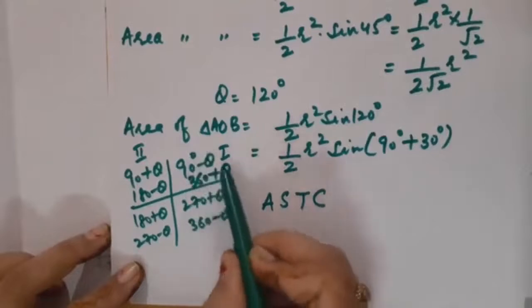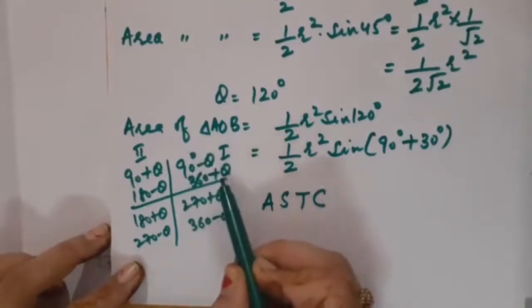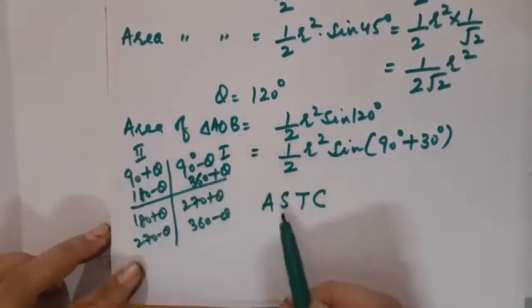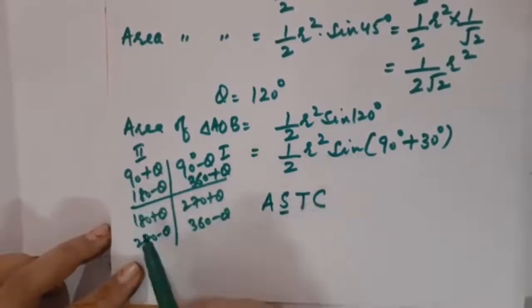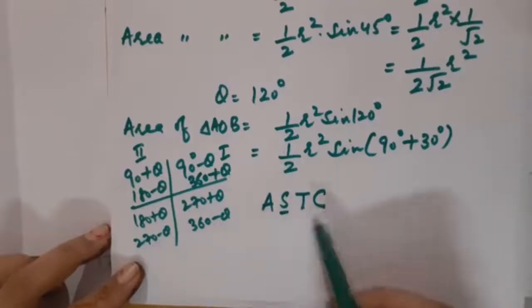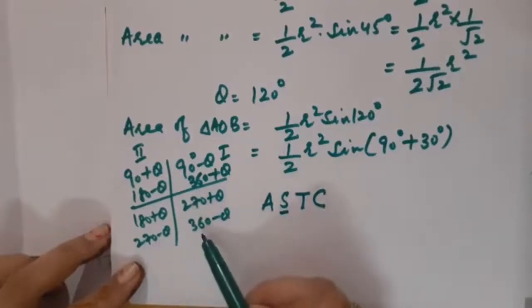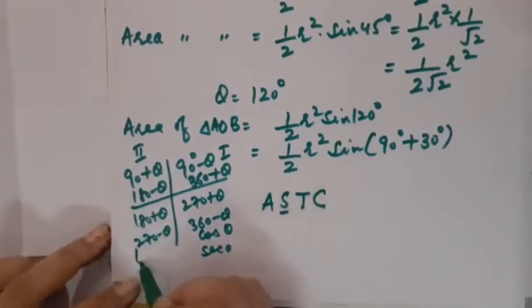Here all the trigonometric ratios will be positive in the first quadrant. Here only S, meaning sine as well as its reciprocal, cosec, both will be positive in the second quadrant. T, meaning tangent and cotangent, will be positive in the third quadrant, and C, meaning cos and secant, will be positive here. Here tangent and cotangent will be positive.